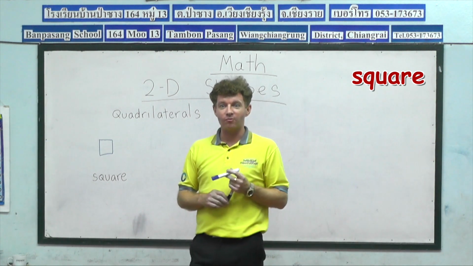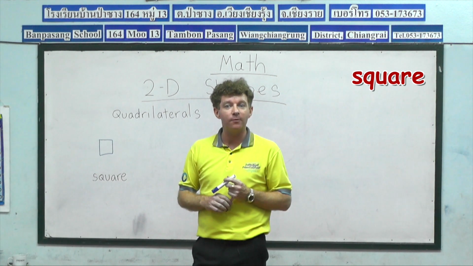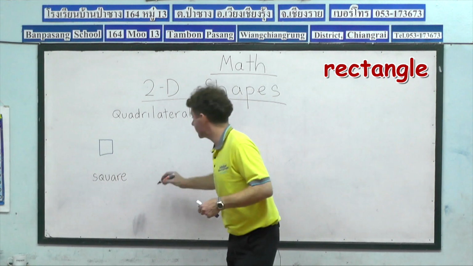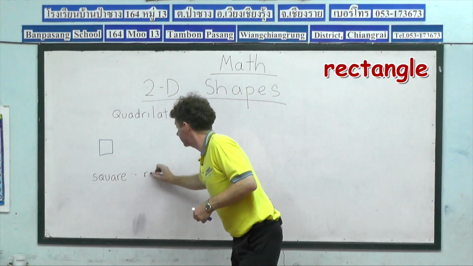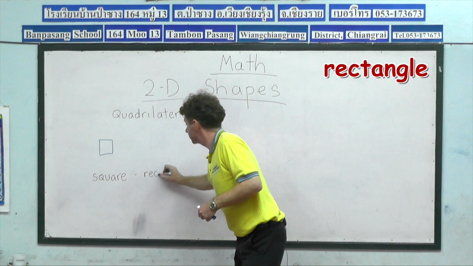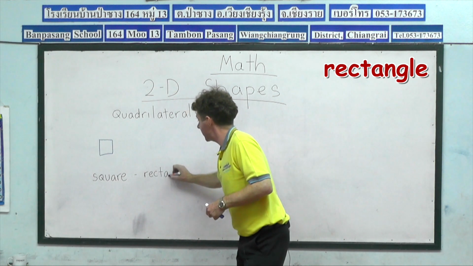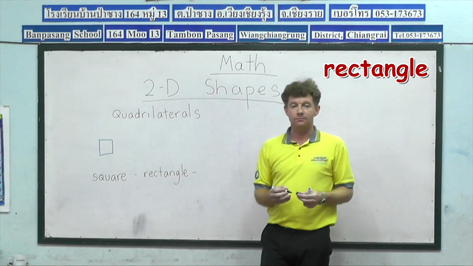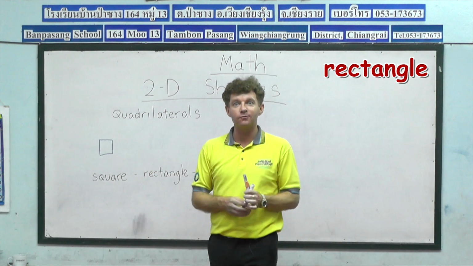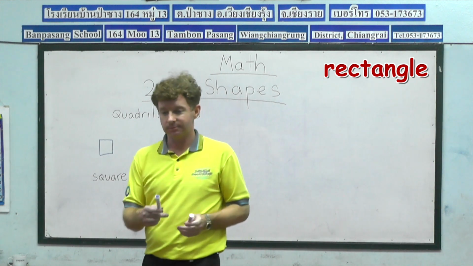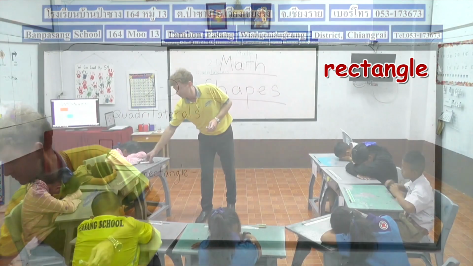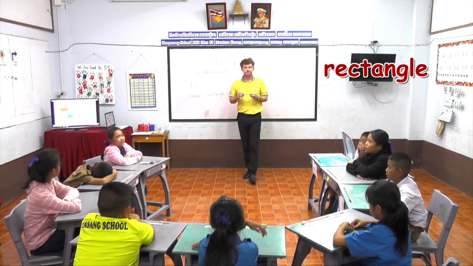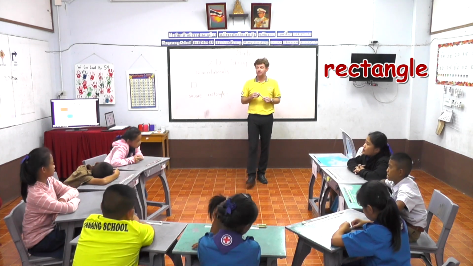Next type of quadrilateral began with R. Anybody remember? Rectangle. Okay, so we've got rectangle. R, E, C, T, A, N, G, L, E. So let's close our eyes, guys, and see who can draw a rectangle. Let's open our eyes again. Who has the pen? Nadia.